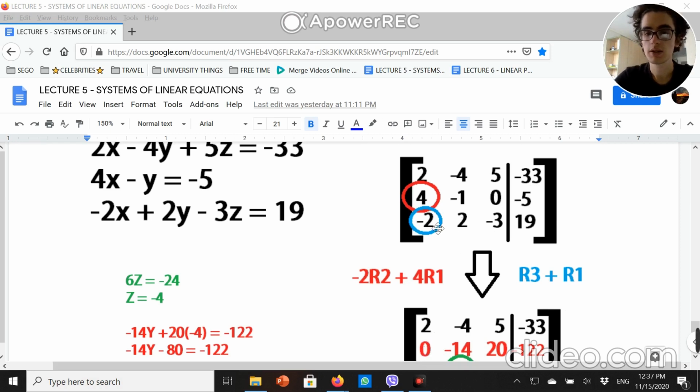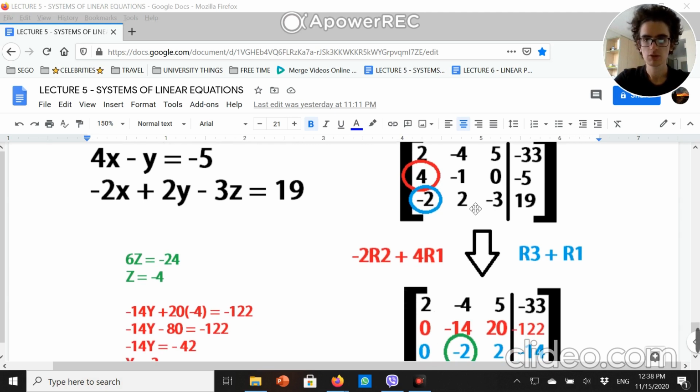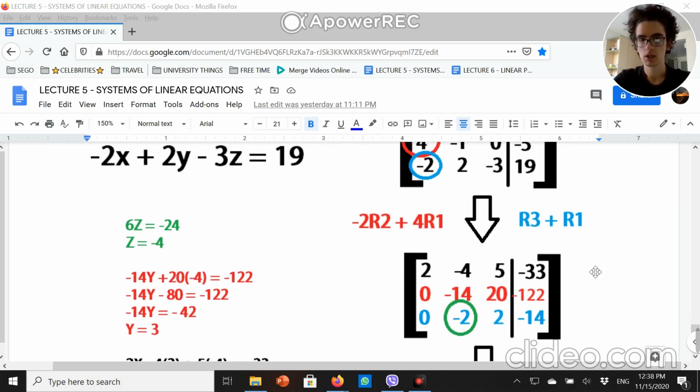Now let's take a look at this 0. What can we do? Which two rows can we add to each other so that here we have 0? Well, that's easy. Just third row plus first row. And what would we have? Negative 2 plus 2 would give us 0. 2 plus negative 4 would give us negative 2. Negative 3 plus 5 would give us 2. And then the solution 19 plus negative 33 would give us negative 14.